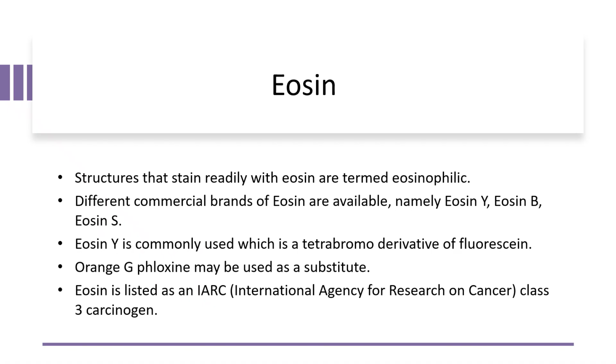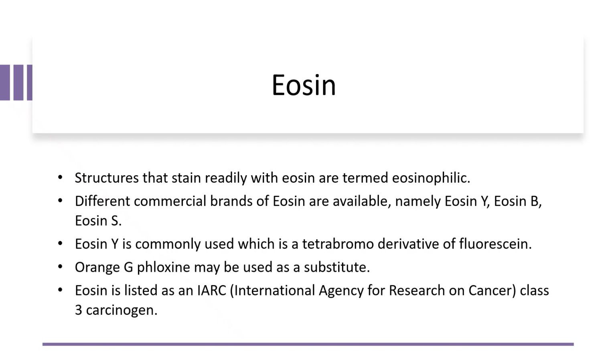Structures that stain rapidly with eosin are termed eosinophilic. Different commercial brands of eosin are available, namely Eosin Y, Eosin B, and Eosin S. The commonly used eosin is Eosin Y. It is a tetrabromo derivative of fluorescein. Orange flloxine may also be used as a substitute.